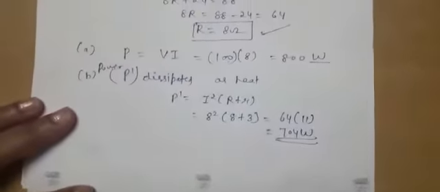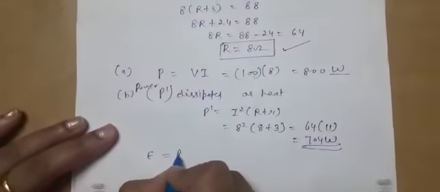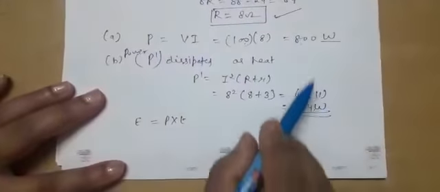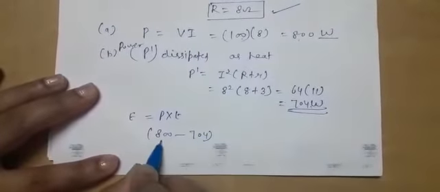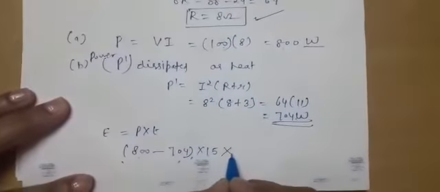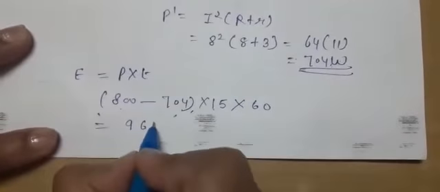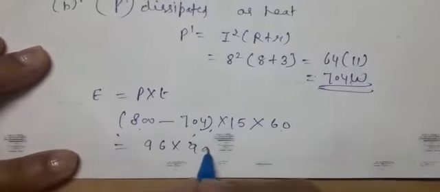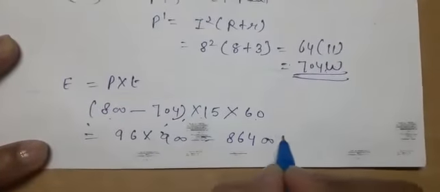So the next part is, what is the energy stored in the battery? Energy is power into time, and whatever be the difference of these two, it is 800 minus 704, that means the remaining power, multiplied by the time, 15 minutes. Let me convert it into seconds. So multiply by 60, it is 96 into 15 into 60, this is 900. This comes out to be 864,000 joule.